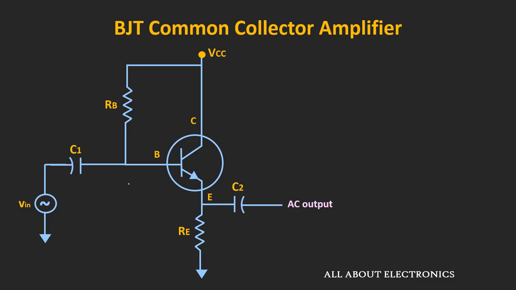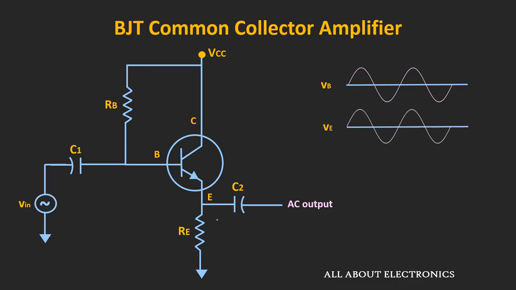So let's say the input signal is applied at the base terminal, and because of that we are getting some output at this emitter terminal. So at the base terminal there will be some biasing voltage VB, and on top of this the input signal will be applied. And if we see the output at the emitter terminal, then there will be some emitter voltage VE, and on top of this we will get the output voltage. And definitely this voltage VE will be 0.7 volt less than the base voltage.